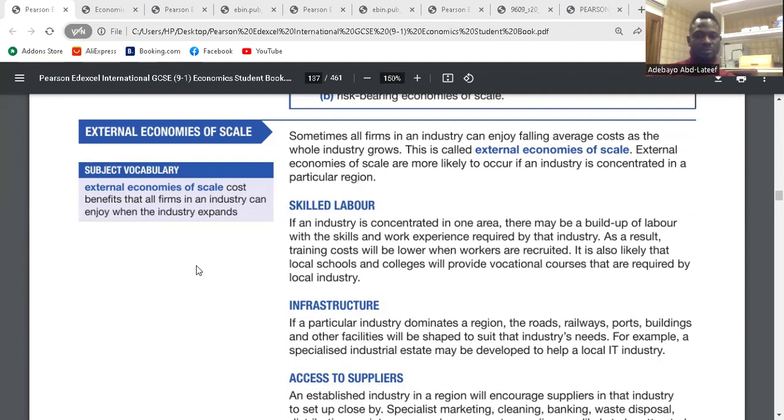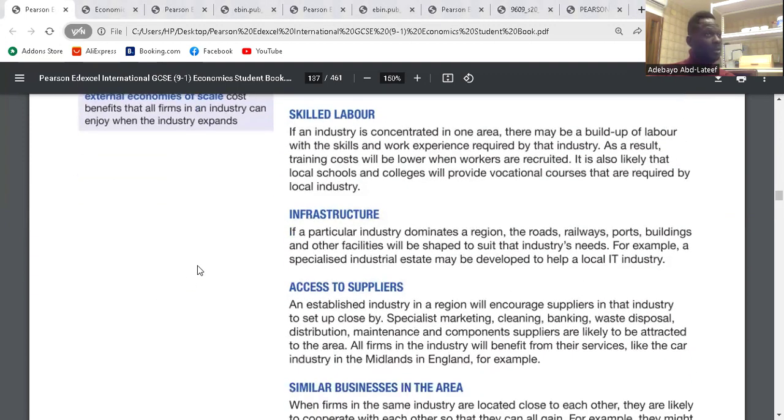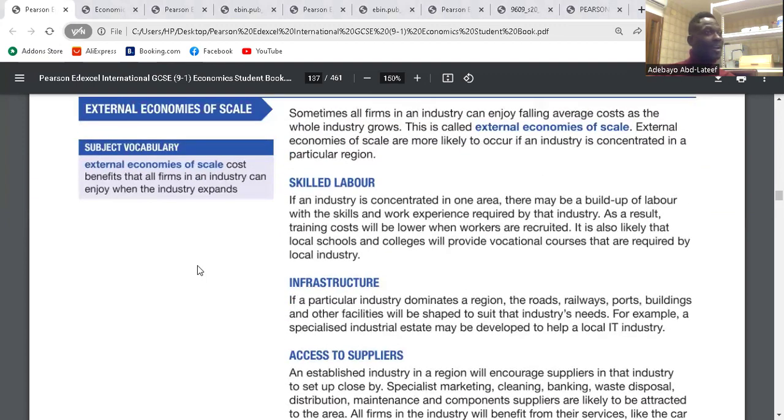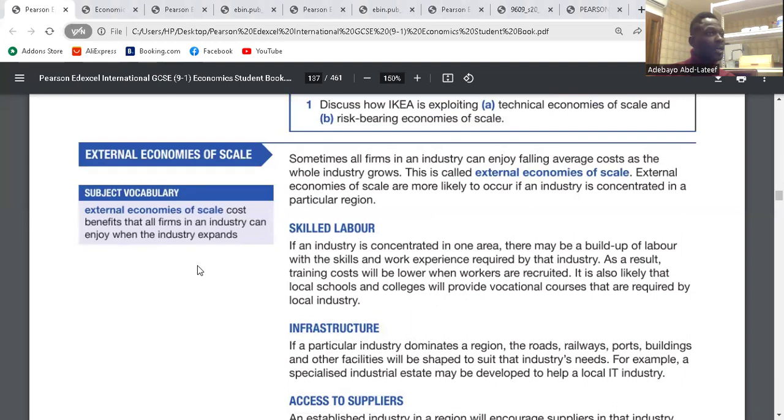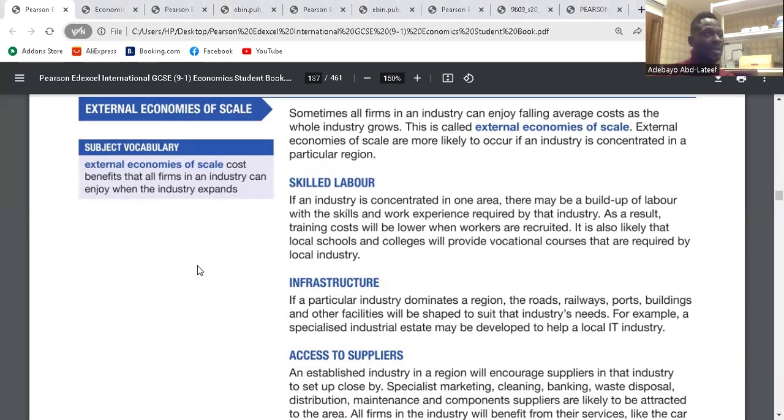The first one, skilled labor. If an industry is concentrated in one area, there may be a build-up of labor with the skills and work experience required by that industry. As a result, training costs will be lower when workers are recruited. It is also likely that local schools and colleges will provide vocational courses that are required by local industry.